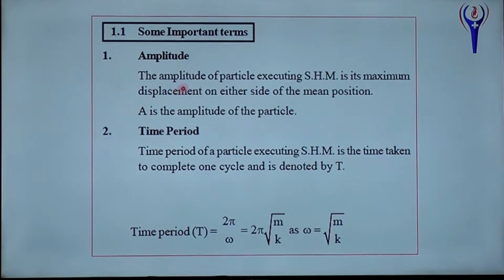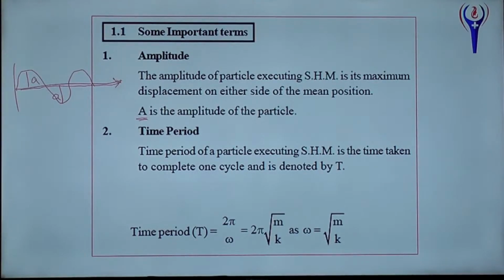Amplitude. What is amplitude? The amplitude of a particle executing simple harmonic motion is its maximum displacement on either side of the mean position. In a wave, it means the maximum displacement of the particle on either side of the mean position. This is the mean position, and this is the amplitude. Maximum displacement of the oscillating particle from its mean position, on both sides, is the amplitude, denoted by the symbol A.